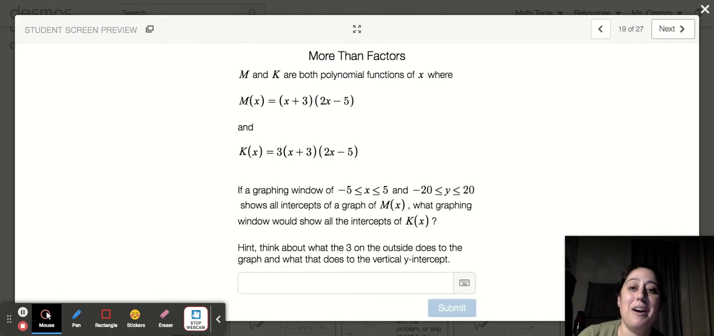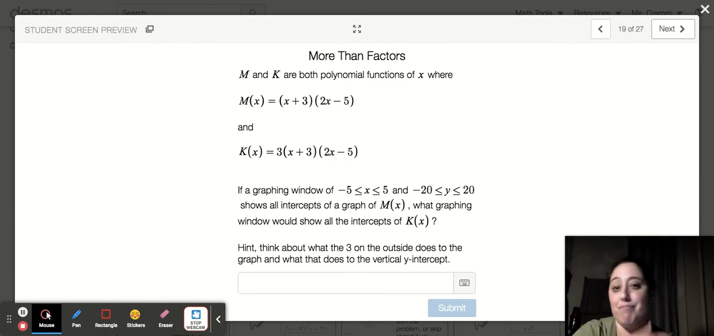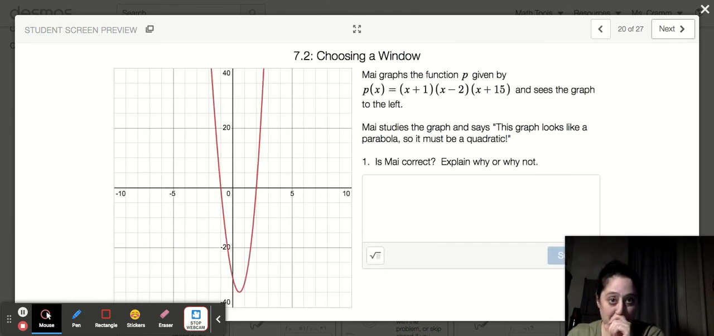All right, here we are. This is where a lot of you were when you said, hey, at this point, you know. So let's go over it. All right, so May graphs the function p by graphing this function, right? P of x equals x plus 1 times x minus 2 times x plus 15.